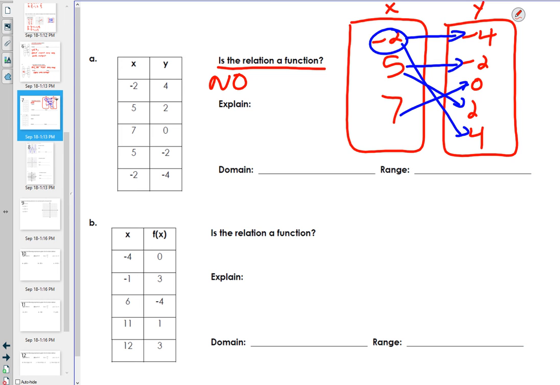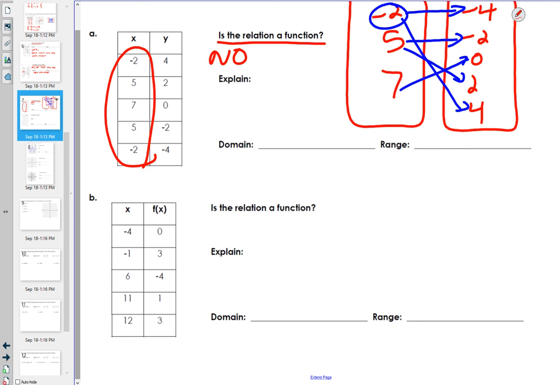But like I've said, I've realized that a lot of teachers, instead of telling you to do the mapping diagram, just tell you, do any of the x's repeat? Which x's repeat? Negative 2 and 5, but you only need one of them to repeat. So that's why that would be a no. There's 2 positive 5s. So you can write the explanation on your own.